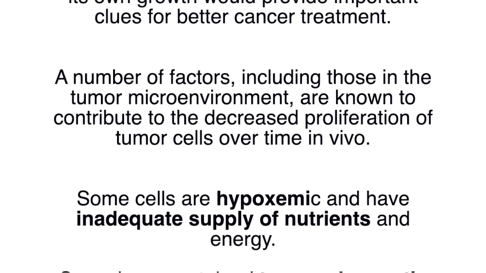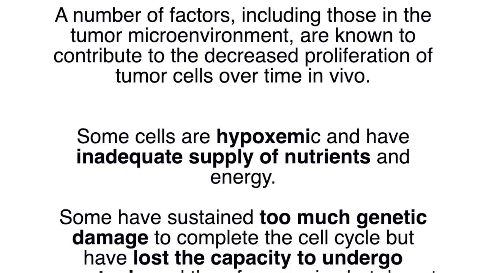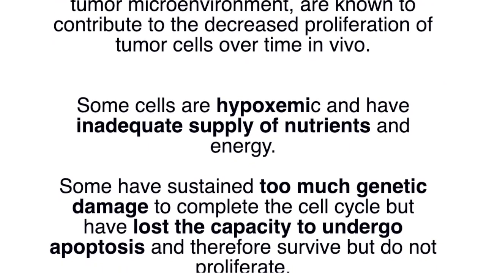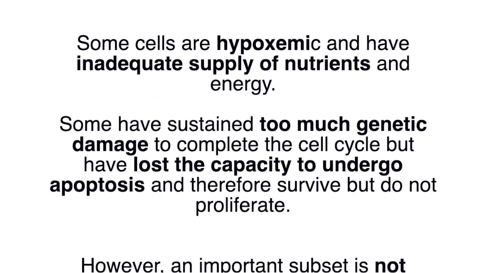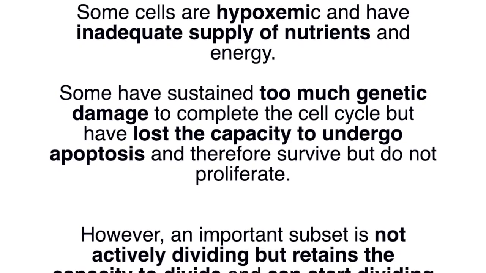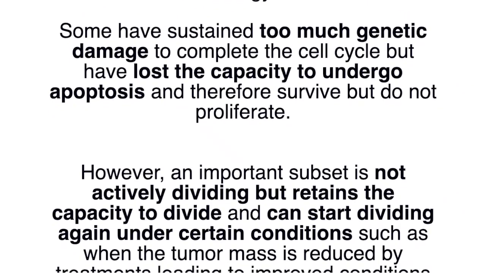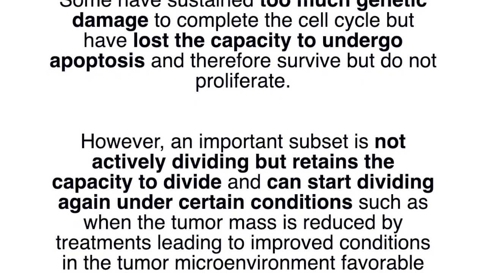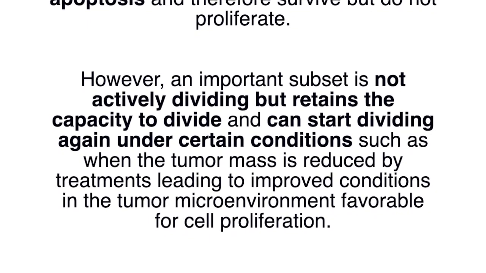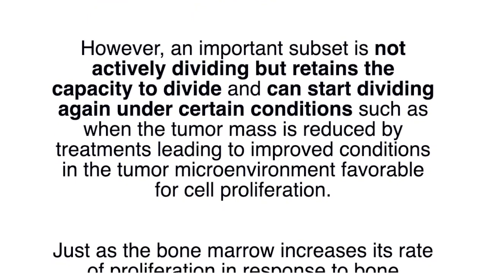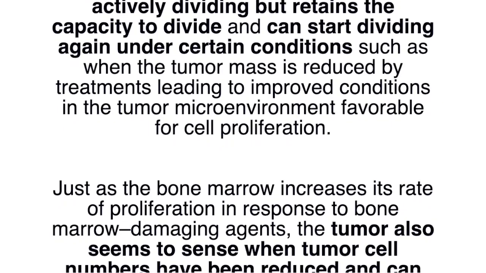Some cells are hypoxemic and have inadequate supply of nutrients and energy. Some have sustained too much genetic damage to complete the cell cycle but have lost the capacity to undergo apoptosis and therefore survive but do not proliferate. However, an important subset is not actively dividing but retains the capacity to divide and can start dividing again under certain conditions, such as when the tumor mass is reduced by treatments, leading to improved conditions in the tumor microenvironment favorable for cell proliferation.